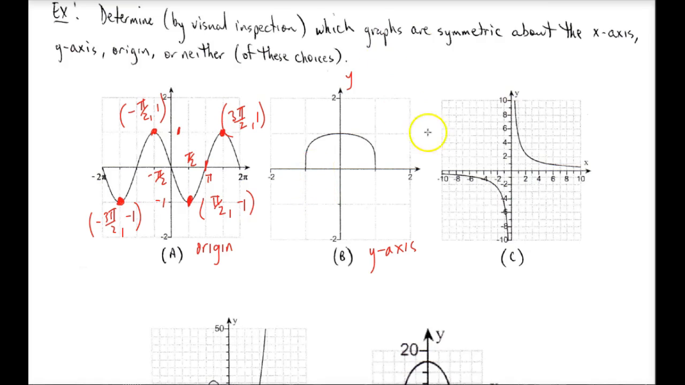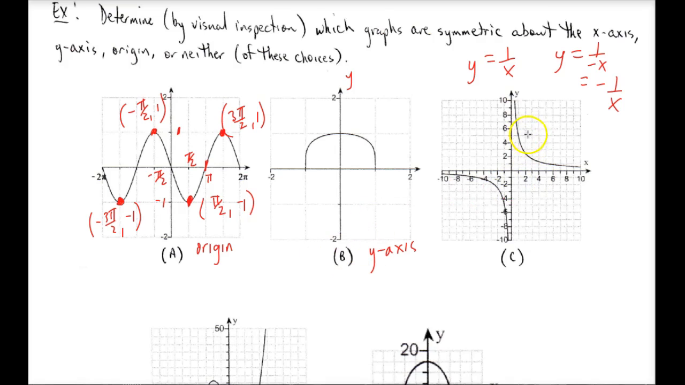For graph C, this one also looks like another one that will be symmetric about the origin, only because this looks a lot like the function 1 over x. And so if we plugged in a negative x everywhere where we saw x, then of course this ends up being the opposite of the original function. So if this is f of x, that's negative of f of x. So this appears to be odd. We'll check out some points just to be sure.